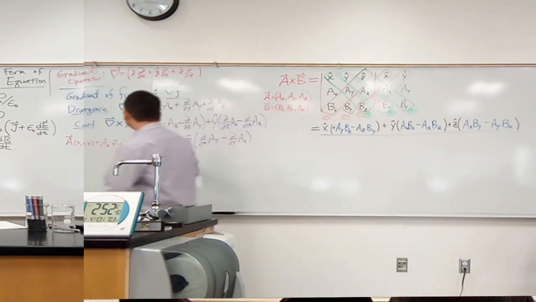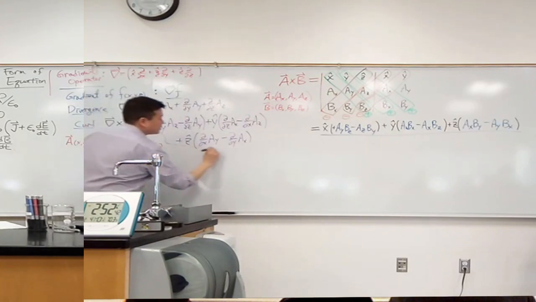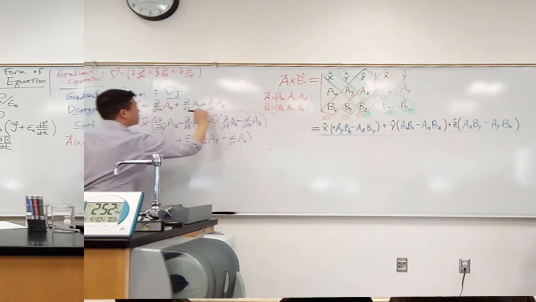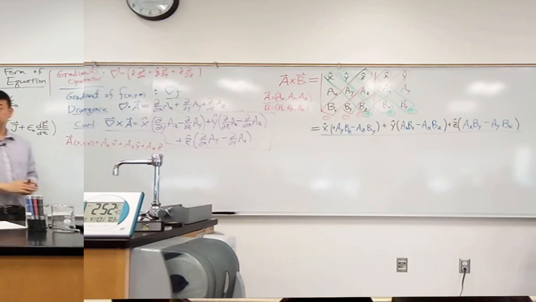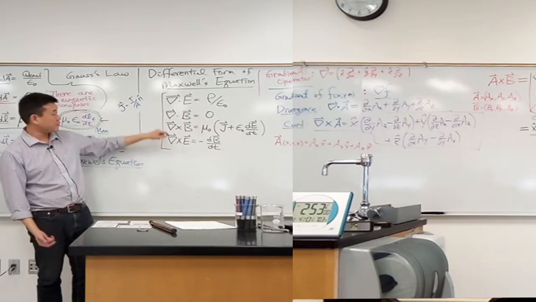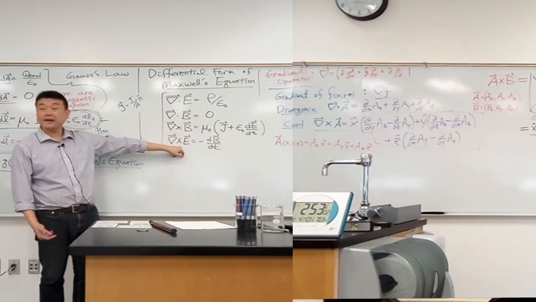So this complicated expression is what's called the curl of a vector field. And the reason I need to introduce this is to tell you what Maxwell's equation says about the curl of the magnetic field or electric field.